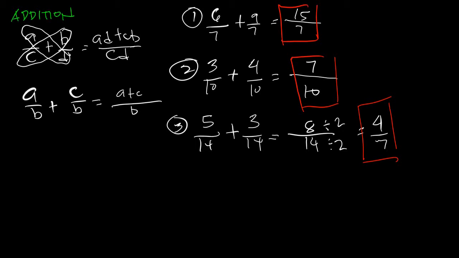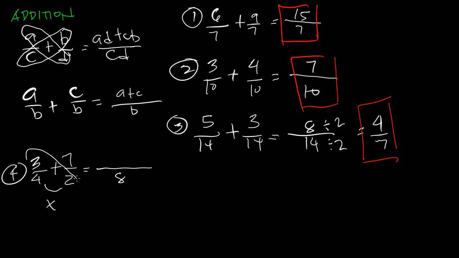Number 4. Three over 4 plus 7 over 2. Ngayon, different na sila ng denominator. Ang gagawin natin is ganito. Ipag-multiply natin itong denominator na yan, yung dalawa, that will be equal to 8. Tapos cross-multiply na to, bali magiging 6 plus 7 times 4 is equal to 28. The denominator will stay the same and then 6 plus 28 is equal to 34.